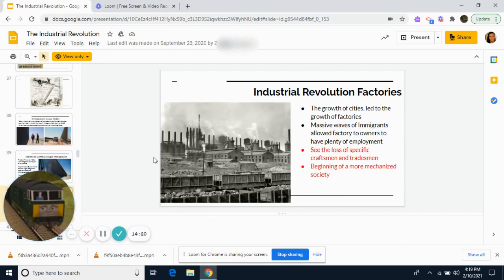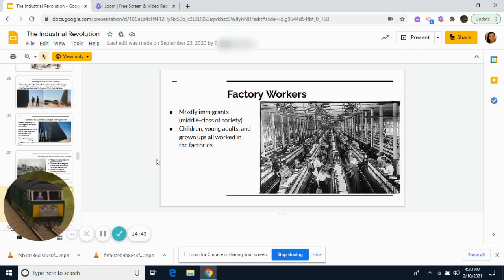Industrial revolution factories. The growth of cities led to the growth of factories. Massive waves of immigrants allowed factory owners to have plenty of employees. The loss of specific craftsmen and tradesmen marked the beginning of a more mechanized society. Factory workers, mostly immigrants, were the middle class of society; children, young adults, and grown-ups all worked in factories.